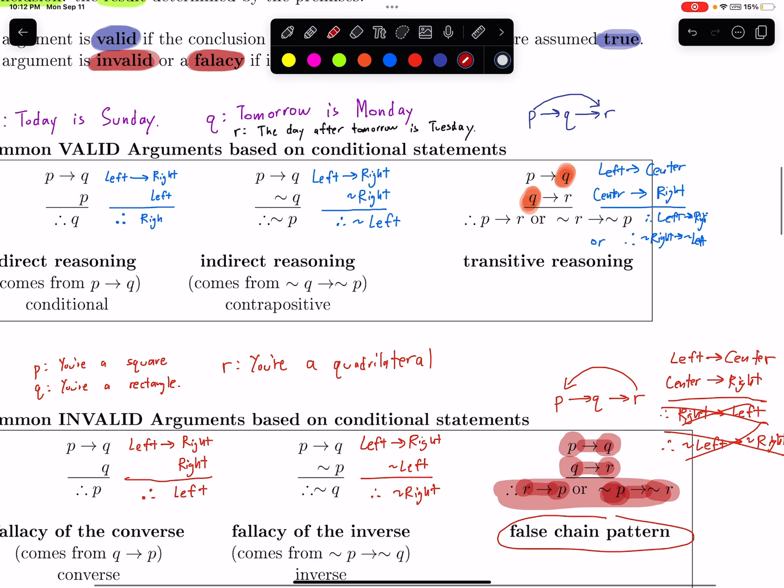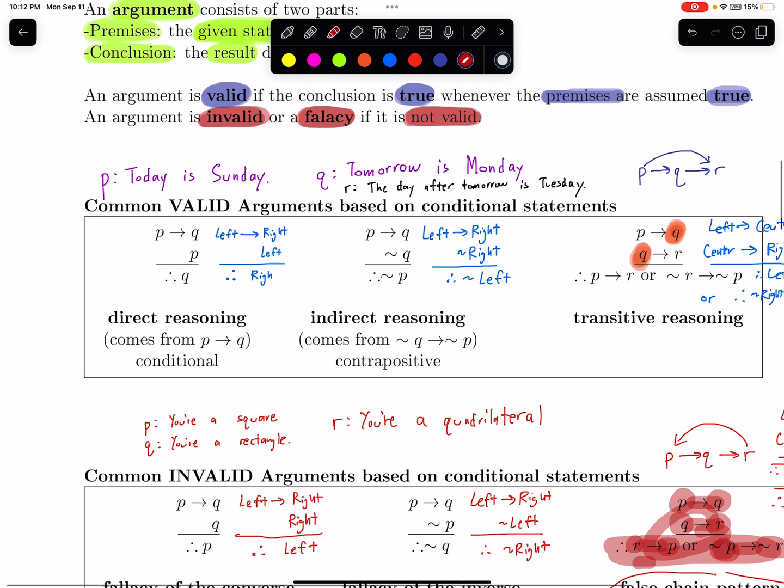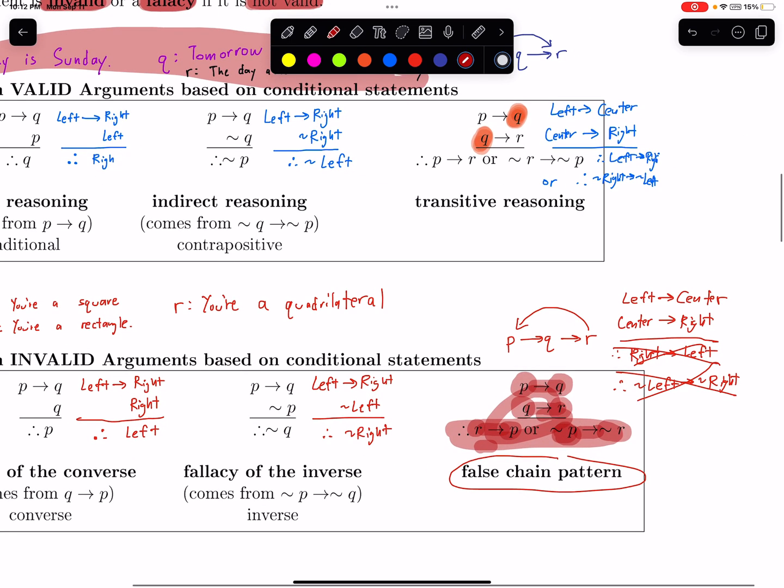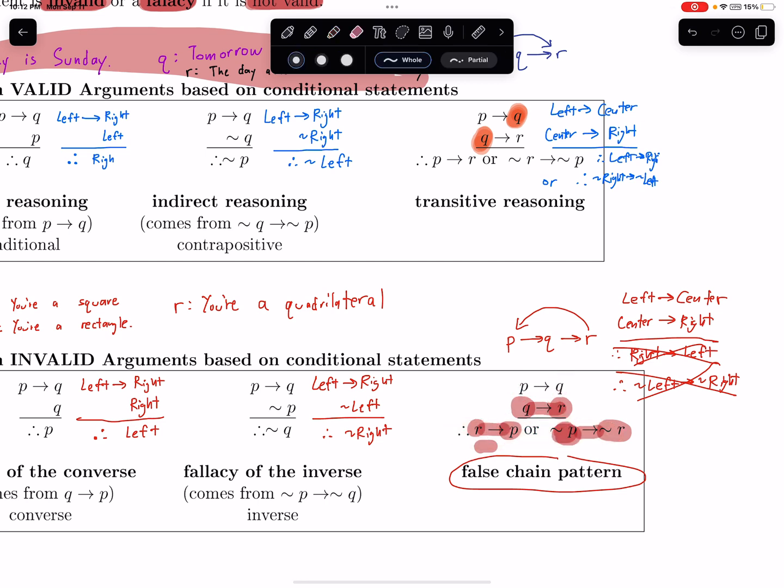Now, if you had tried this with the original P's, Q's, and R's, it might have seemed like it was making sense, right? But the argument itself, if you follow this false chain pattern, is invalid. So what we're evaluating today is whether the argument structure itself is valid or invalid.